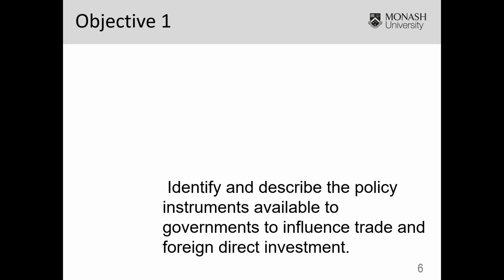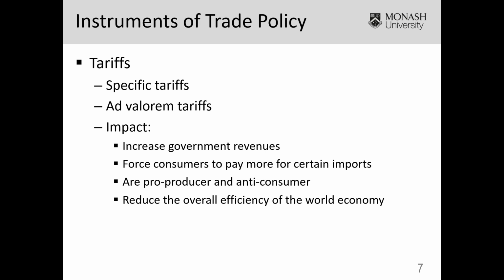So, Objective 1: identify and describe the policy instruments that are available for governments to influence trade and FDI. There are a number of different policy instruments. I'm going to go through briefly each of the instrument areas as a category of instruments, and as we do that, I'm going to talk about their impact and their role, and try to give you some examples. The videos that you will see in the unit also give you examples.